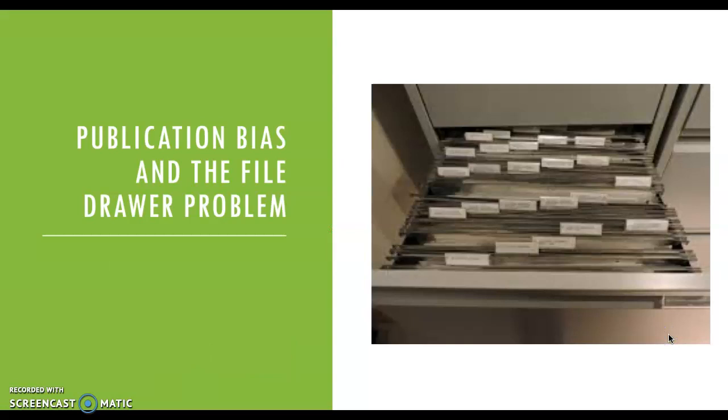Publication bias and the file drawer problem. When type 1 errors occur, their negative effect can be amplified by publication bias. This refers to a bias among researchers and journal editors in favor of publishing statistically significant results and against publishing non-significant results.